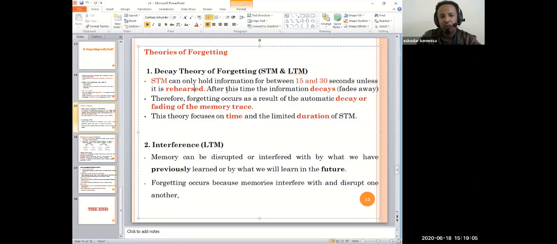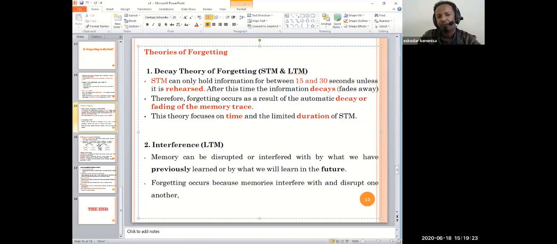So these theorists say we forget things because they decay. If you don't use them, if you don't rehearse them, they will decay and fade away. This is one reason that we forget. The other one is interference theory.